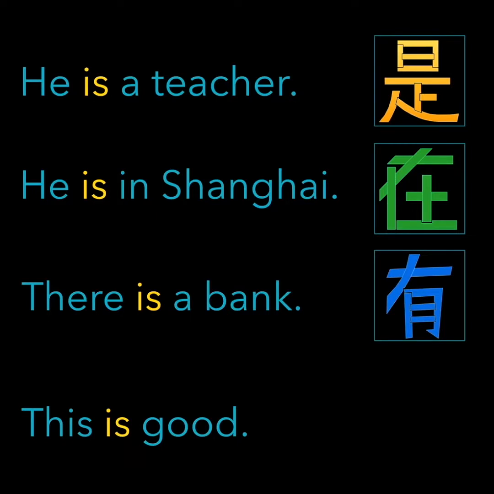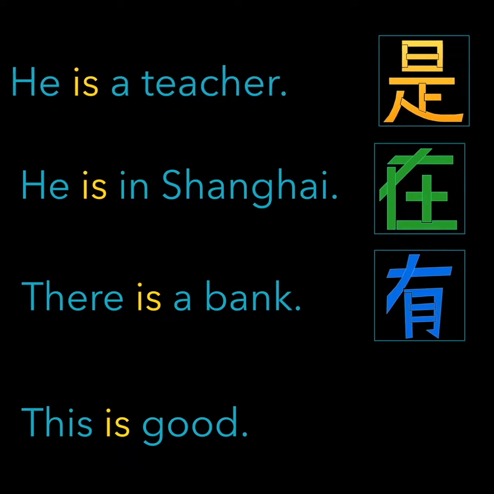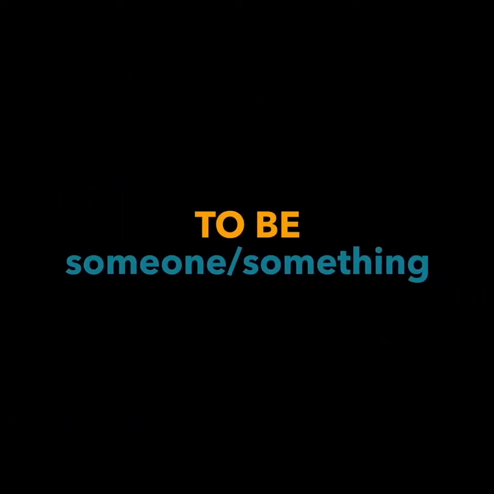And finally, the type number 4, talking about quality, this is good, this is cheap. For that, we use a grammar word, 很, but more on that later. First, let's look into the verb 是.